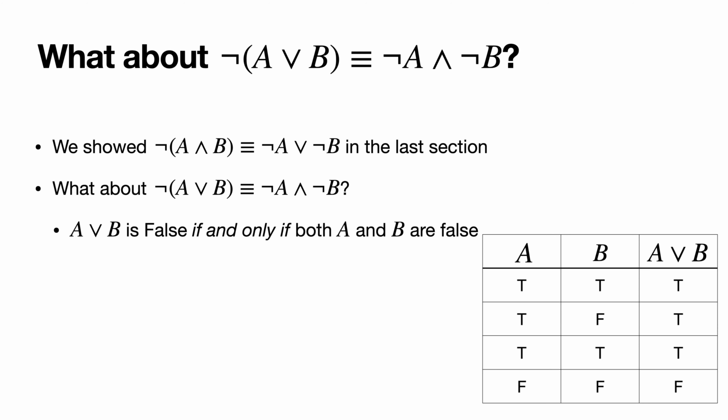So that's one of the ways we can say it. We can say A or B is false if and only if both A and B are false, or not A and not B. So looking here at that last line in the table, that's the one we're trying to capture here. And another way we can write this is saying not quantity A or B if and only if not A and not B.